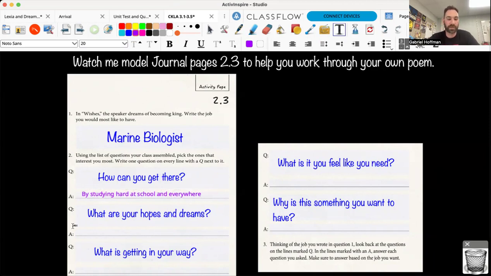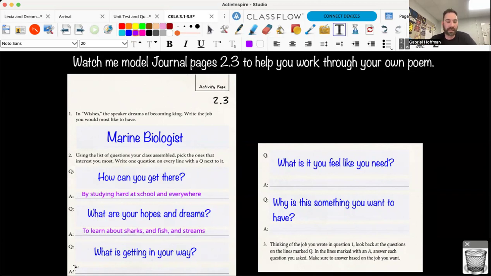What are your hopes and dreams? I'm going to use a slant rhyme with E. I'm going to say, to learn about sharks and fish and streams. Streams are water marine biology, right? It's actually not even slant rhyme. I was going to say and things, but I think streams works better to answer my question.